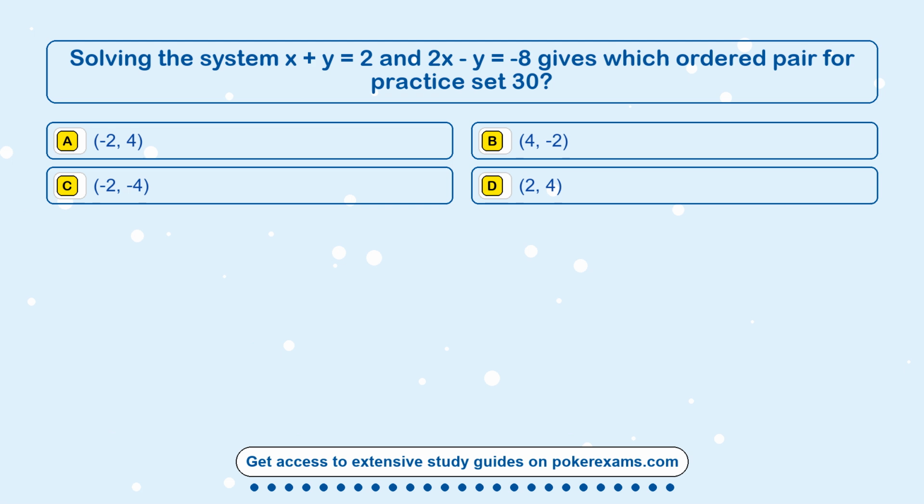Question 12. Solving the system x plus y equals 2 and 2x minus y equals minus 8 gives which ordered pair for practice set 30? Option A, minus 2, 4. Option B, 4, minus 2. Option C, minus 2, minus 4. Option D, 2, 4.